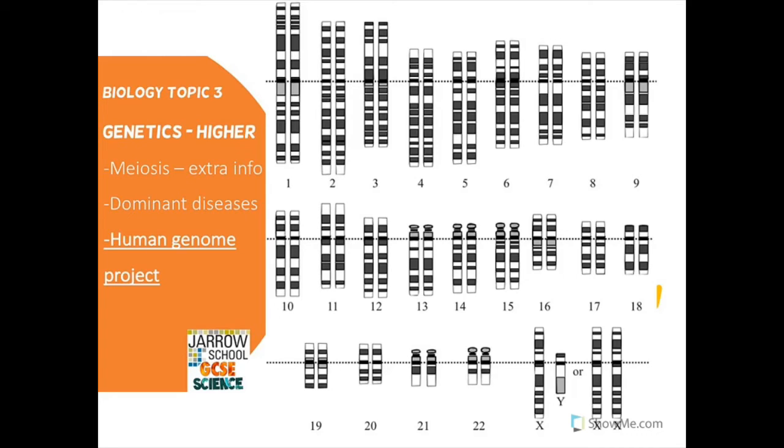So this is what our chromosomes look like, and you'll notice that the 23rd pair, that can either be XY or XX, and these are called the sex chromosomes because they determine your gender at birth.